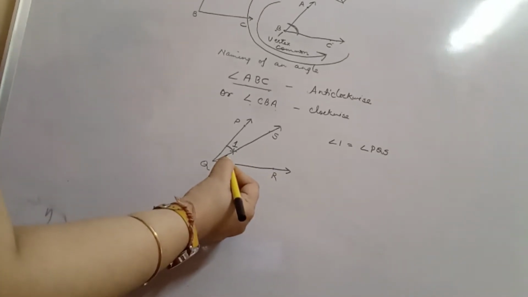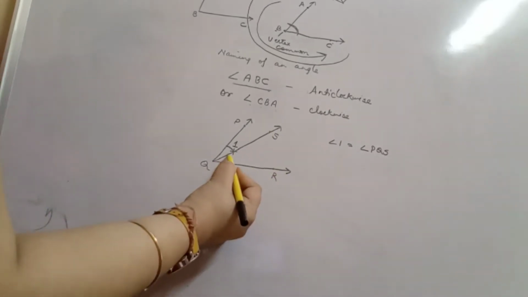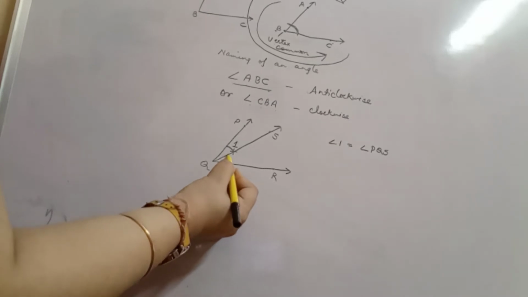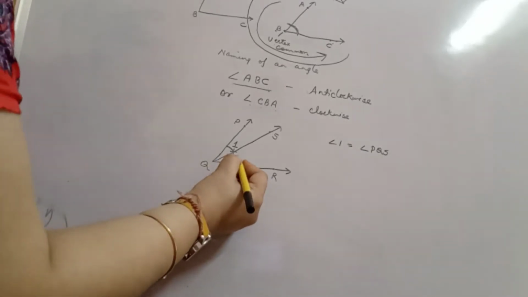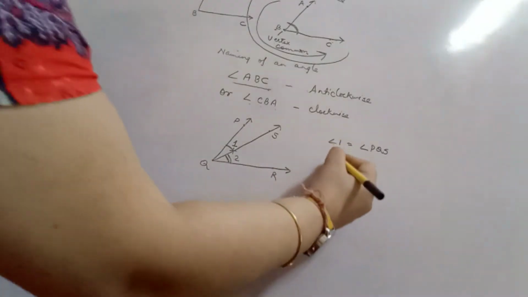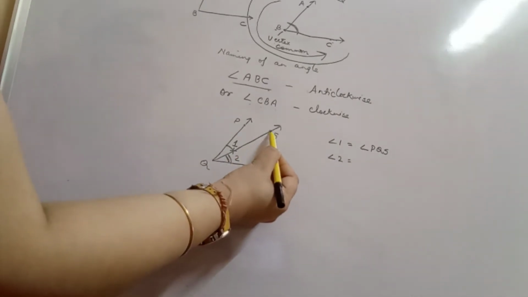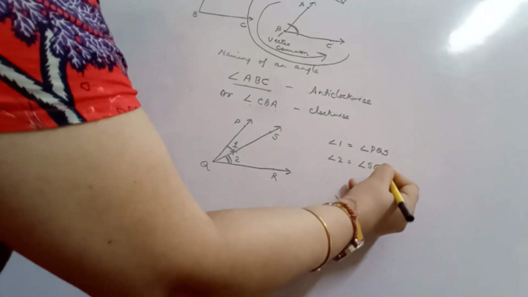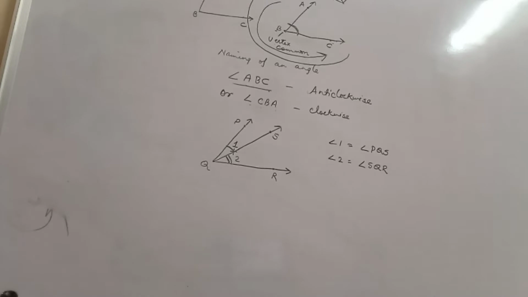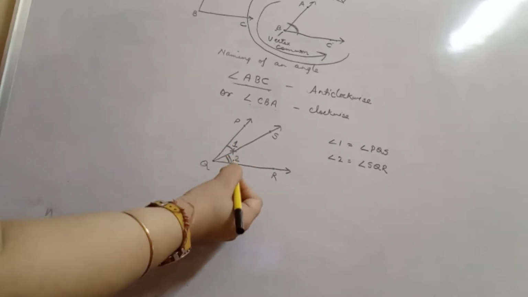Let me mark another angle. I am starting from SQ and reaching QR. So like this, starting from SQ and reaching QR. Let me show it with a double line. I name it angle 2. So my angle 2 is starting from SQ, so naming would be SQ and reach R. So this is another angle, angle 1, angle 2.